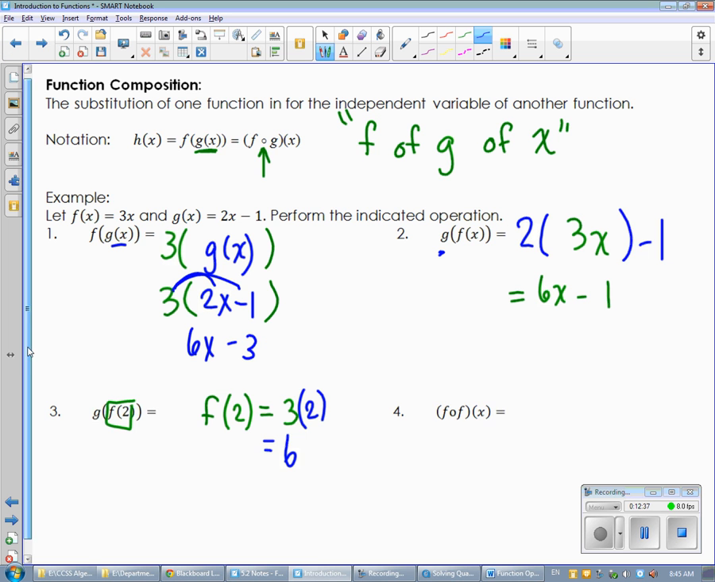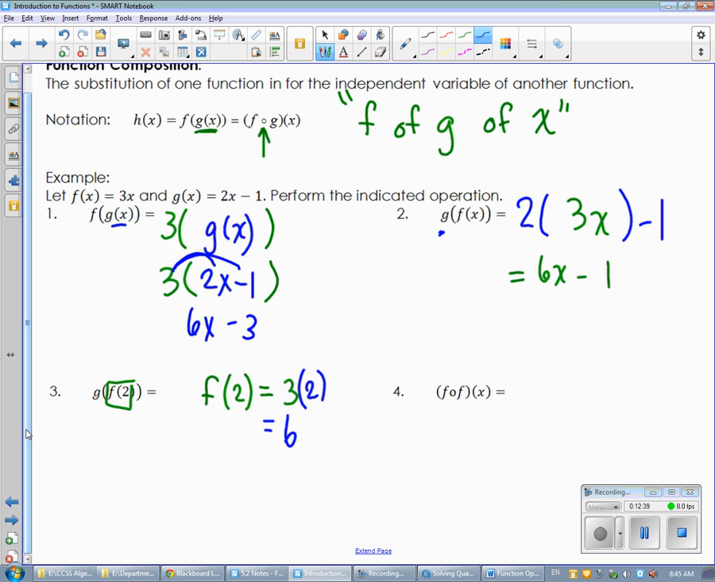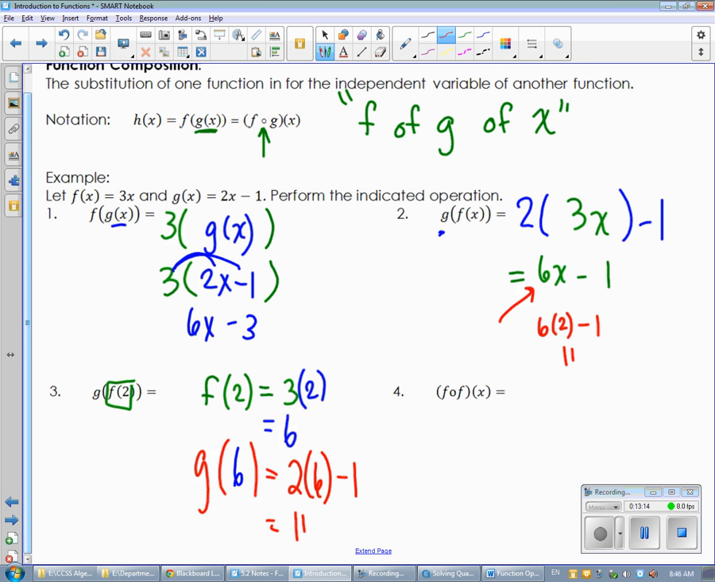And so then, if I'm trying to find g of f of 2, then ultimately I'm trying to find g evaluated at f of 2. Since f of 2 is equivalent to 6, I want to figure out what g of 6 is equal to. And so if I plug the 6 into my g function, I get 2 times 6 minus 1. And 2 times 6 is 12. If I subtract 1, I get 11. You could also go back up to your g of f function, which we have here. And if I plug a 2 into that equation, I get the same thing. 6 times 2 minus 1 is going to be 11. So you can evaluate it either way.